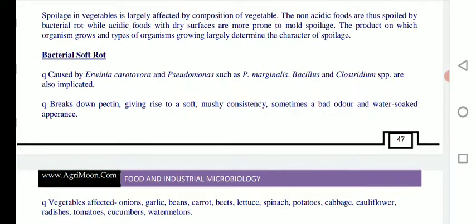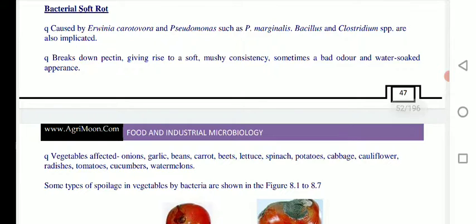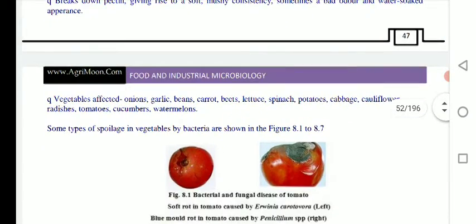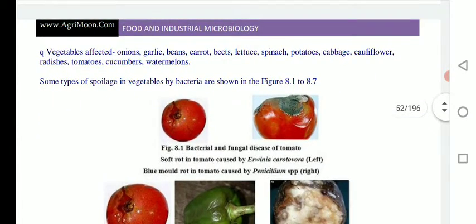In case of bacterial soft rot, it is caused by Erwinia carotovora, then Pseudomonas such as Pseudomonas marginalis, then Bacillus and Clostridium species. They break down pectin and give rise to soft, mushy consistency, sometimes bad odor and water-soaked appearance. The affected vegetables include onions, garlics, beans, carrot, then beets, then lettuce, then spinach, potatoes, then cabbage and cauliflower, then tomatoes and cucumbers, as well as watermelon.